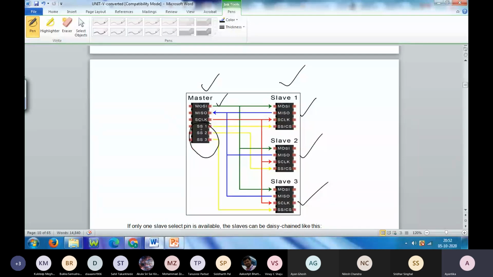So if SS1 is enabled, then you are only selecting slave 1, and the rest are disabled. That means whatever data is going through that MOSI line is dedicated for that slave 1. So with the addition of a few pins or bits, these bits are acting as chip select to select which slave you want to talk to.